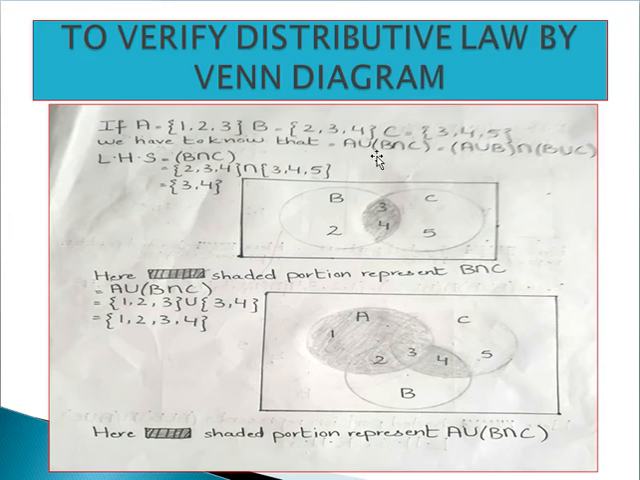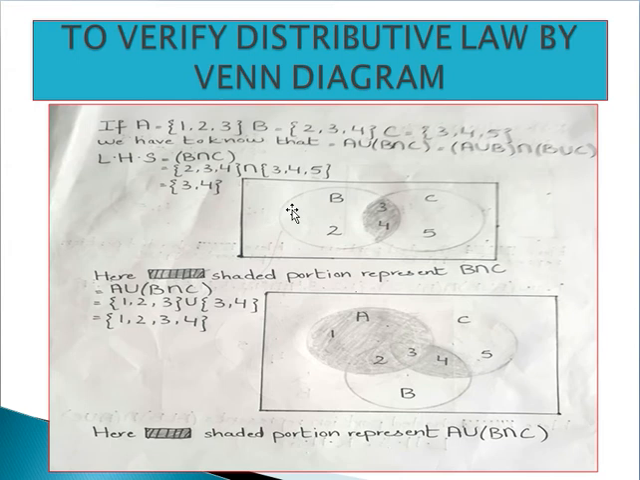Union of A with B intersection C. On the other side, intersection is distributed over A union B and A union C. We will solve the left hand side first. That is B intersection C. B has elements 2, 3 and 4. C has elements 3, 4 and 5. So students, here is the same portion. The elements which are the same are 3 and 4.